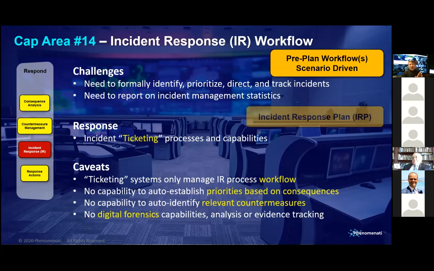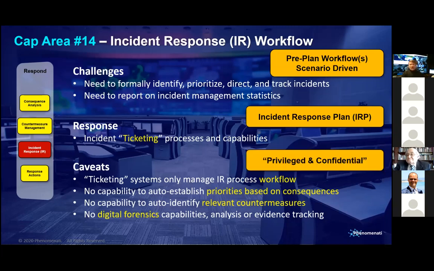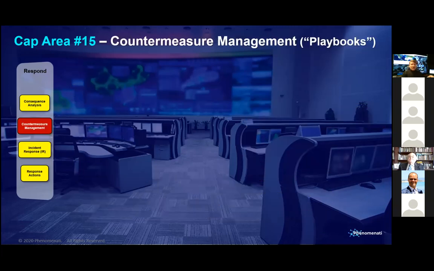We need to pre-plan these workflows. They should be scenario-driven, and they should be tested. We should be documenting all of this in an incident response plan. In fact, most of the businesses I work with, their customers are now demanding to see the evidence they have a formalized incident response plan. Note that the execution of these plans should always be considered privileged and confidential and include the attorney. That should be protecting what it is that you're doing in terms of your response to a problem, because they will be inspected later when you wind up in some type of a legal situation.